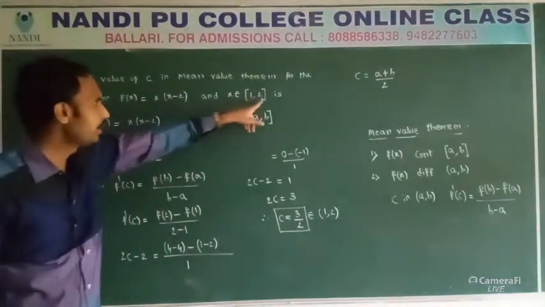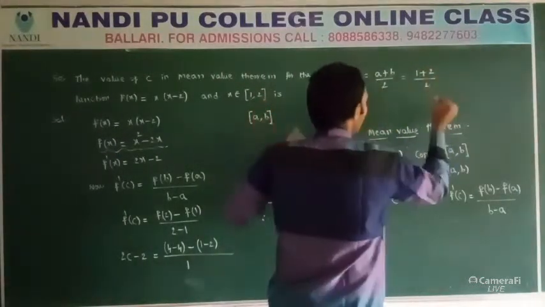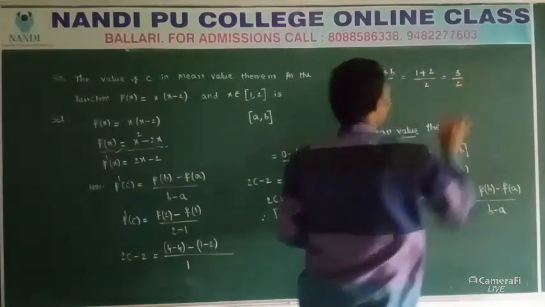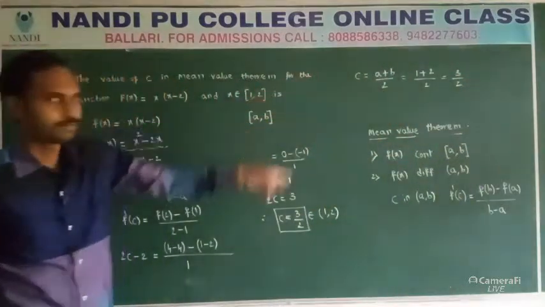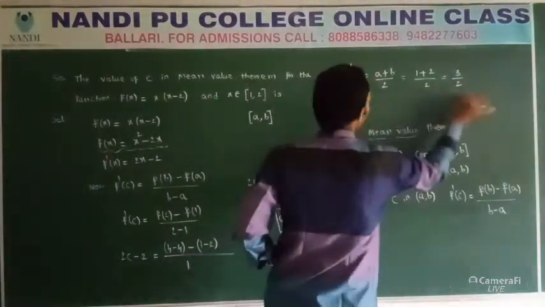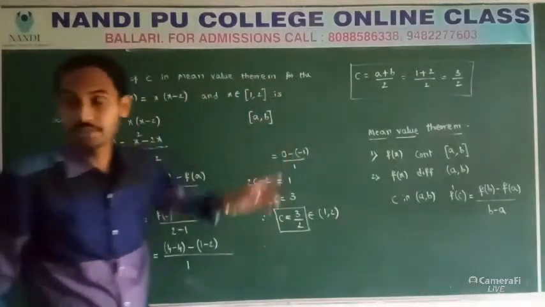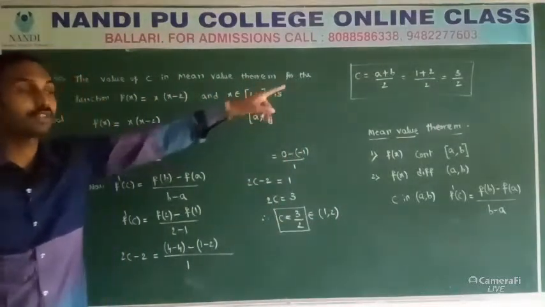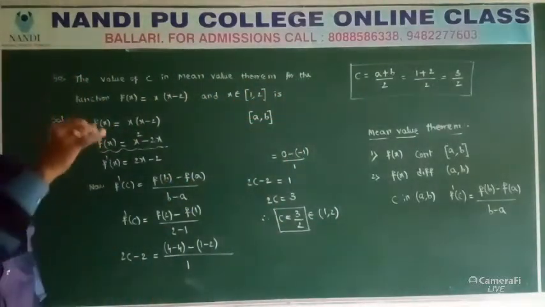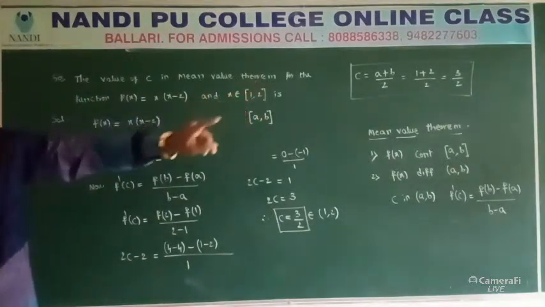Here a is 1, b is 2. So it is equal to (1 plus 2) by 2, which is equal to 3 by 2. See that, 3 by 2. This is the shortcut method. If the given function is only quadratic, this is the formula for c. If it is cubic or something different, there is no such formula. So c is equal to (a plus b) by 2, (1 plus 2) by 2 is equal to 3 by 2.